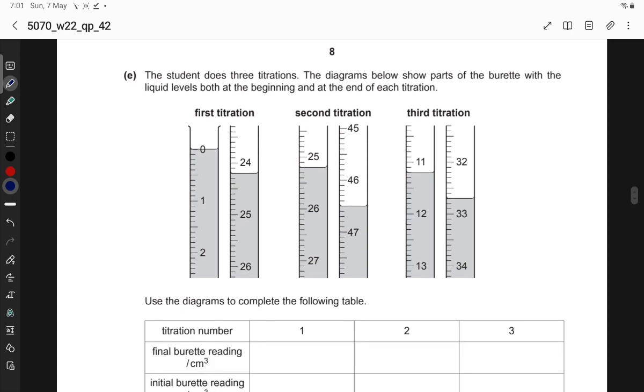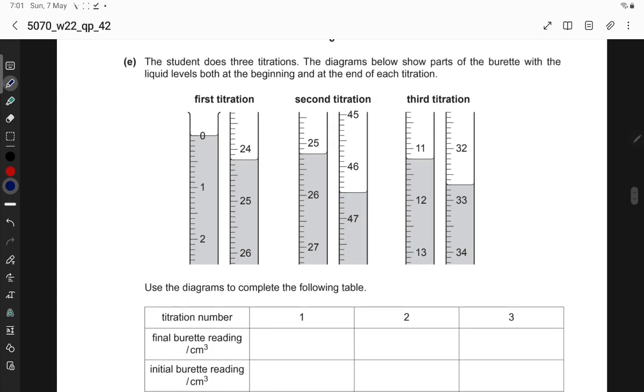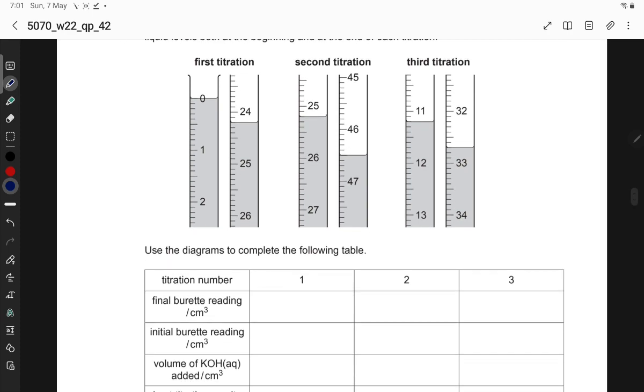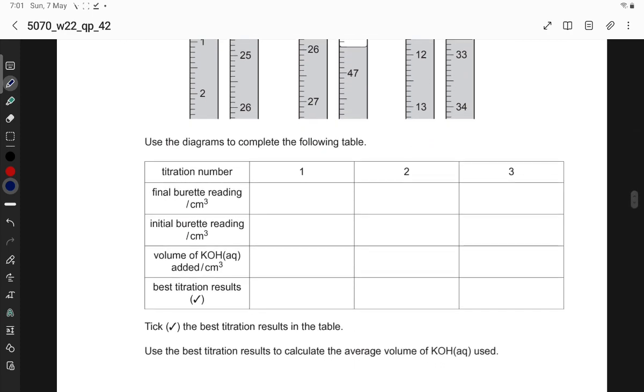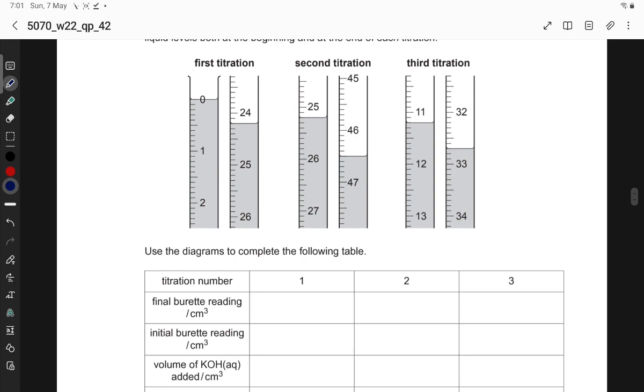The student does 3 titrations. The diagram shows parts of the burette with the liquid level at the beginning and at the end of each titration. Final burette reading is 24.2 and initial is 0.0. Second, 46.5 and 25.2. Third, 32.7 and 11.2.